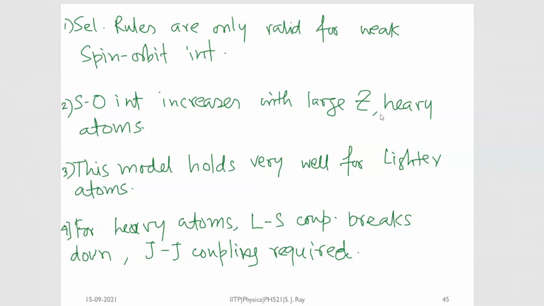Now, this particular model which we explained so far holds very well for lighter atoms. However, for heavy atoms, LS coupling breaks down, and JJ coupling is required, which is something we have also explained earlier. I mean, this is something you already know.